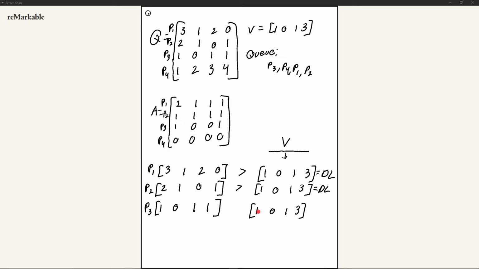Is 1 less than or equal to 1? Yes. Is 0 less than or equal to 0? Yes. Is 1 less than or equal to... Yep. All right. Cool. This is safe. Now, because it's safe immediately, I'm going to remove this from the queue. We're no longer going to be working with P3.